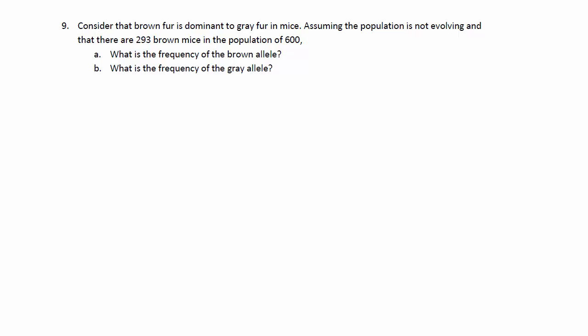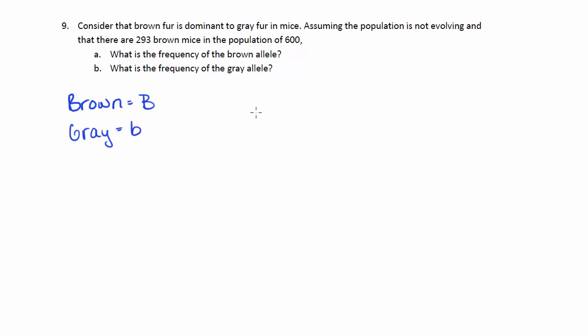Consider that brown fur is dominant to gray fur in mice. Assuming the population is not evolving and that there are 293 brown mice in the population of 600, we want to find out what the frequency of the brown allele is and what the frequency of the gray allele is. So first off, brown is dominant, so brown is going to represent capital B, and gray will be lowercase b.